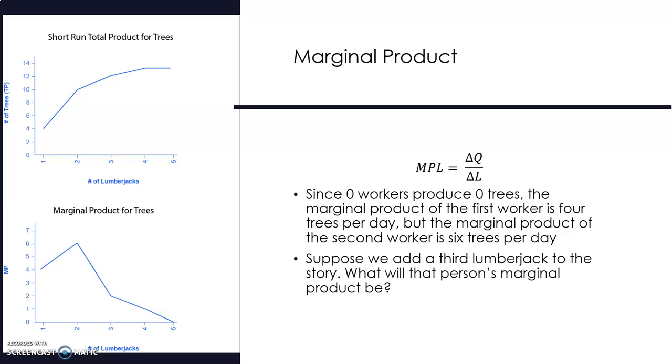Let's add a third lumberjack. When we add a third lumberjack, our total product rises from 10 to 12. So the marginal product of labor for the third lumberjack is 12 minus 10. That's 2 trees. And if you look at the graph on the bottom, you'll see marginal product comes out to 2 for our third worker.